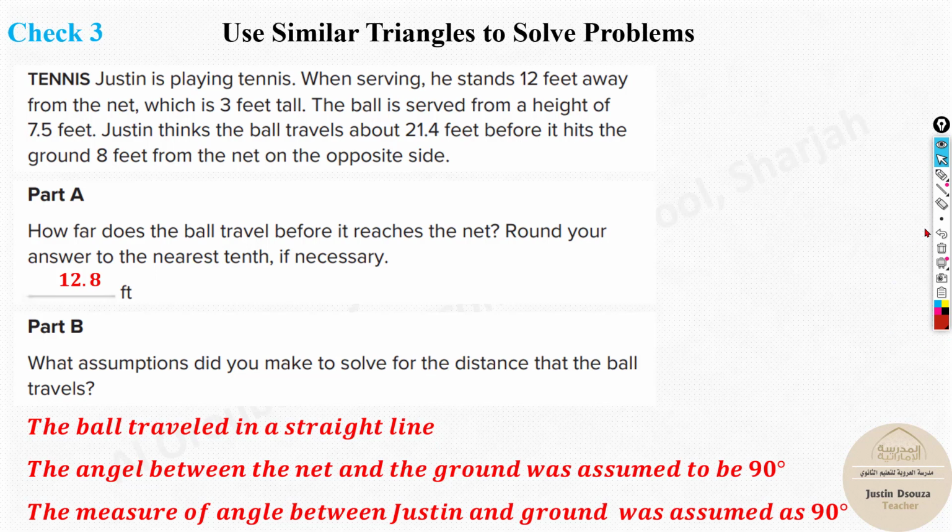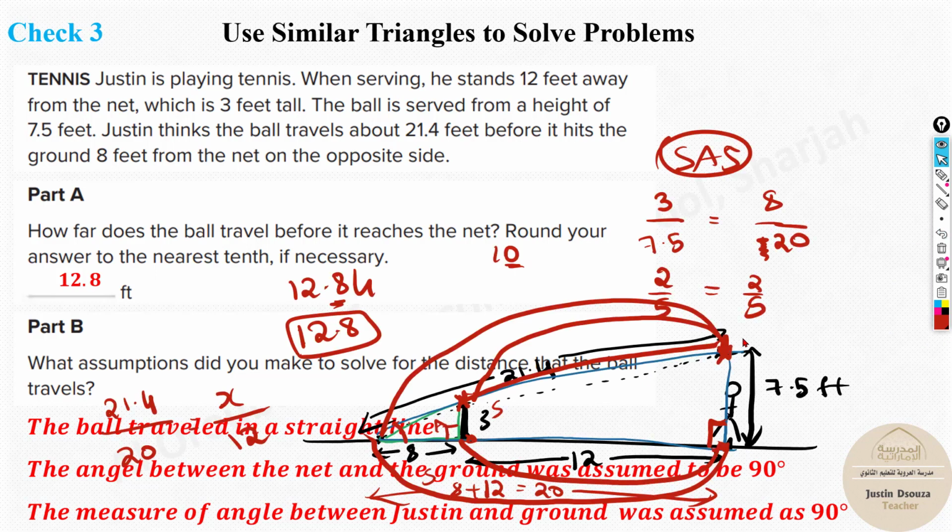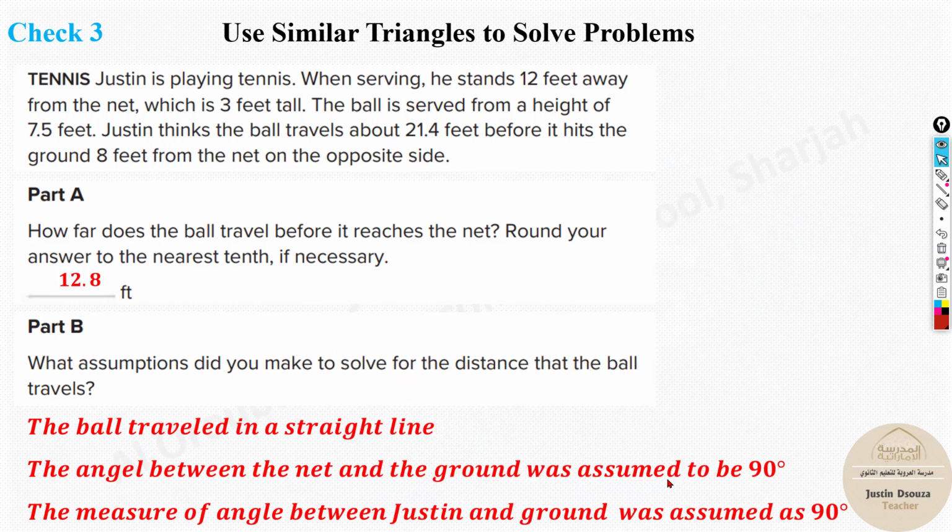Now, see, the thing is, we assume this is a triangle. If it's a triangle, it's a straight line. That was not mentioned over here. Obviously, we thought that the ball will go in a straight line, so that's why we assumed that. And then the angle between the net and the ground. See this angle? We assumed it to be 90 degrees, like upright. Otherwise, you can't solve. These two angles must be the same. Otherwise, you can't solve. So that is an assumption which we made.